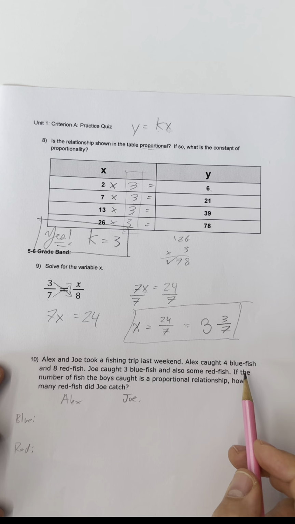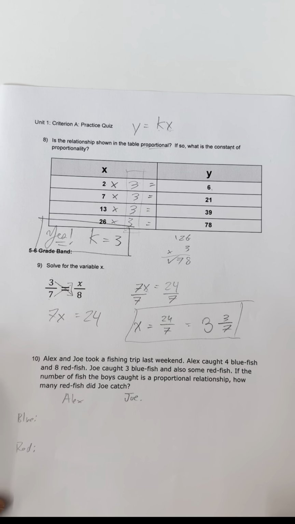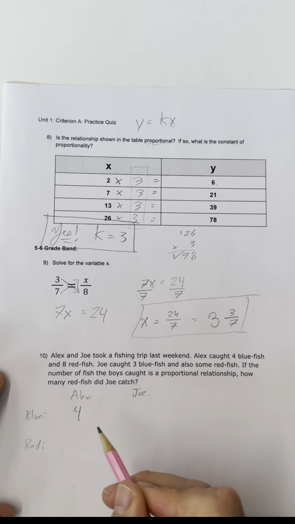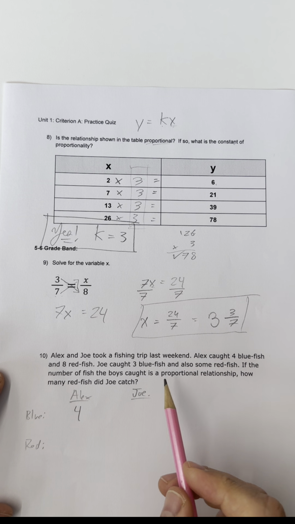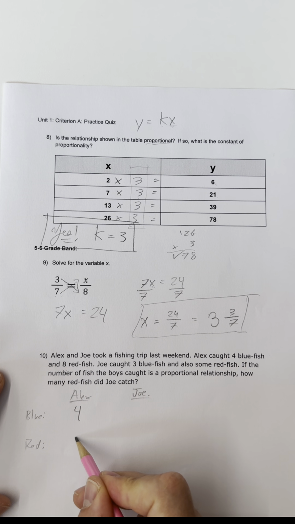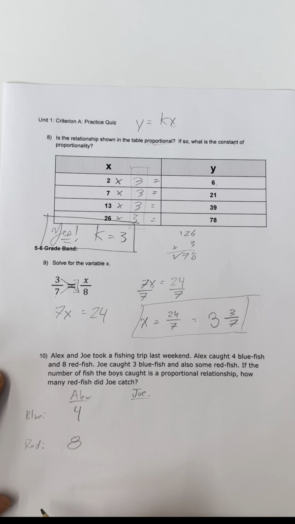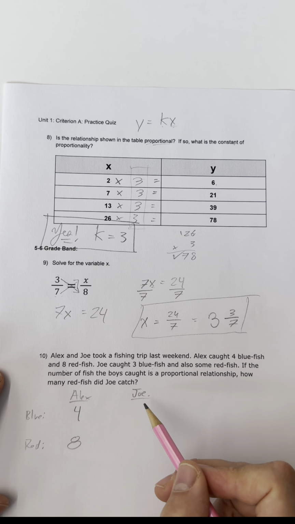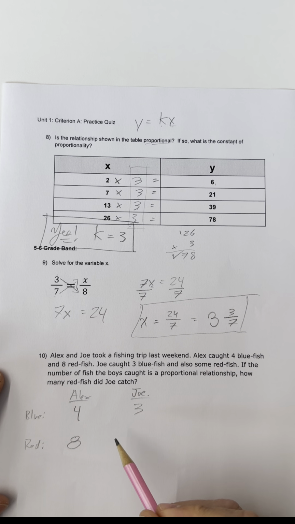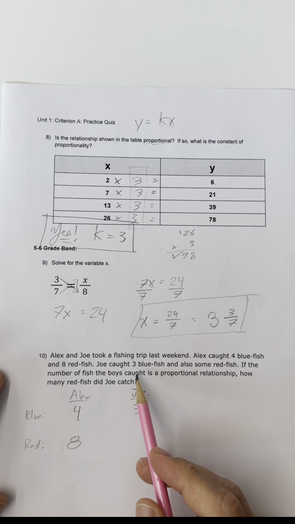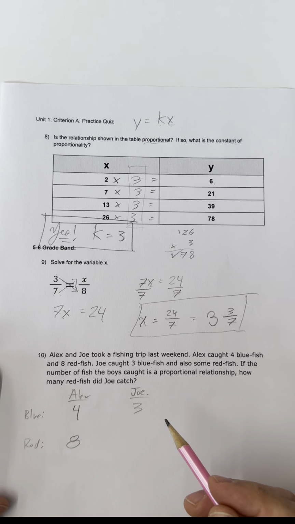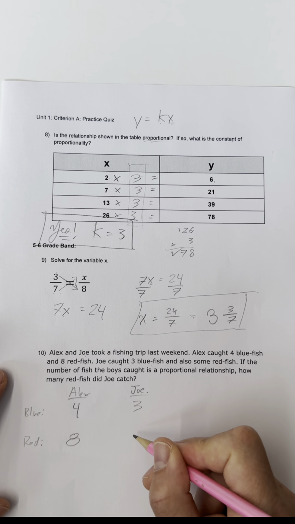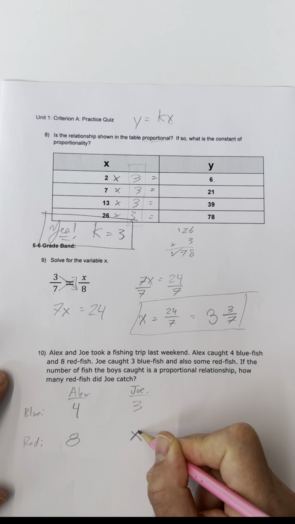Okay? So if I lay out my information just to help me see what's going on, Alex caught 4 bluefish. Good job, Alex. And 8 redfish. Good job, Alex. And then it says Joe caught 3 bluefish, so good job, Joe. And also some redfish. Okay, so we don't know how many redfish. So when we don't know, we can use a variable. In this case, I'll just choose x, but you can choose any letter you want.